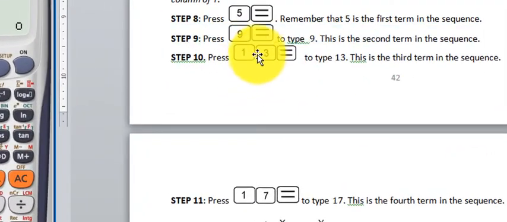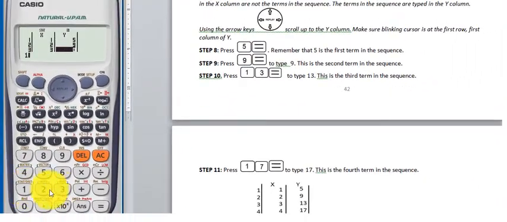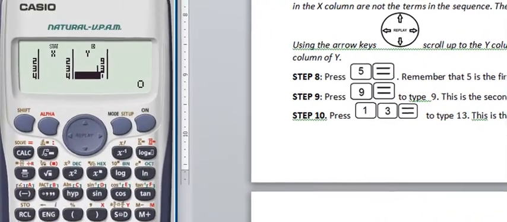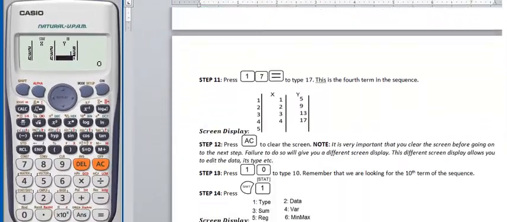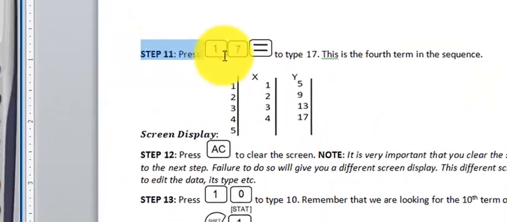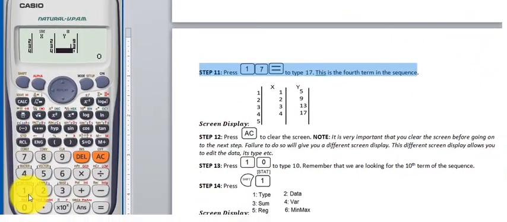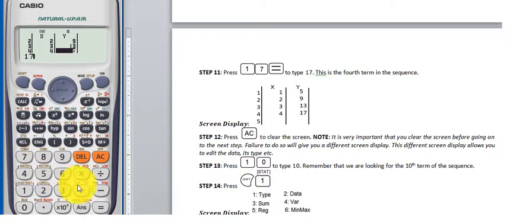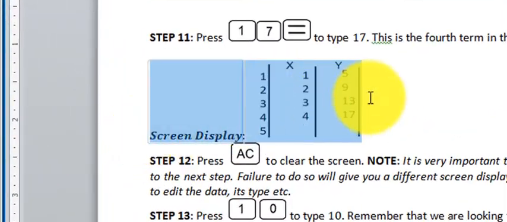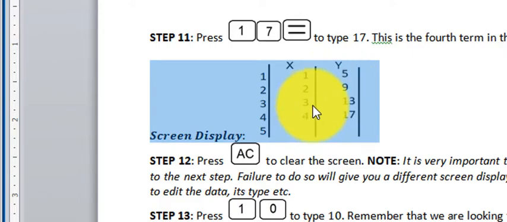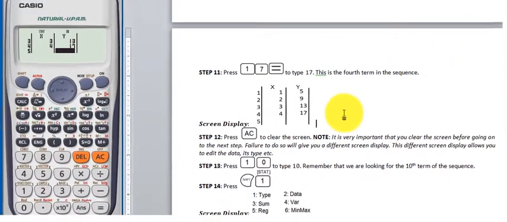Step 10, the third term is 13, so I'll now type 13 and press the equal sign. And step 11, the fourth term is 17, so I'll press 7 and press the equal sign, and this will be the screen display. So this means the first term is 5, the second 9, the third 13, and the fourth 17.